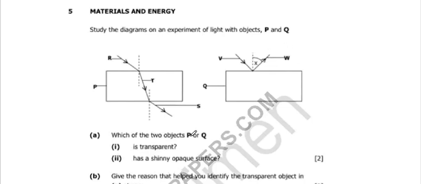Which of the two objects, P or Q, is transparent? Is it P or is it Q? I'll say it's P, and as a shiny opaque surface, it's Q. So what do we mean by transparent? Transparent simply means a substance or an object that is able to allow light to pass through. A shiny opaque surface, or an opaque surface, does not allow light to pass through. So P is transparent, Q is opaque.